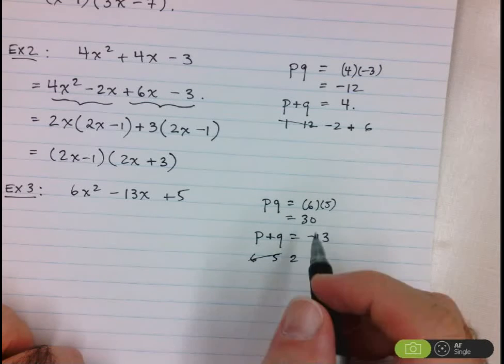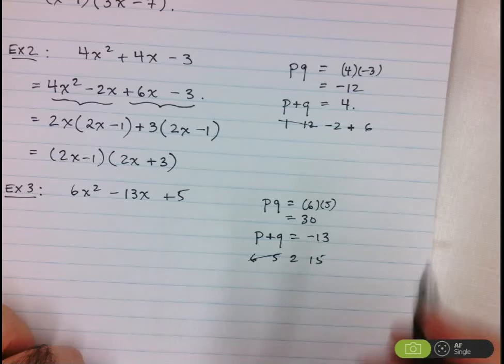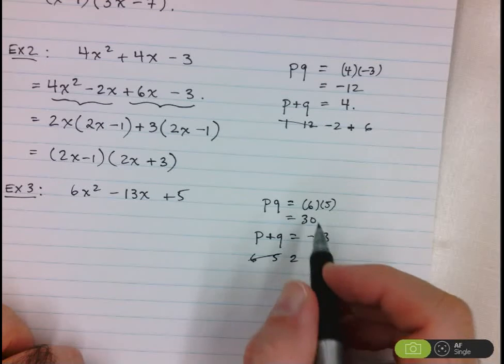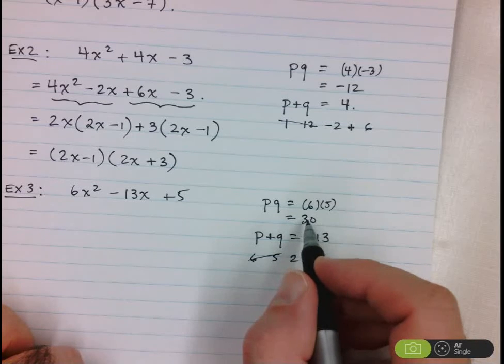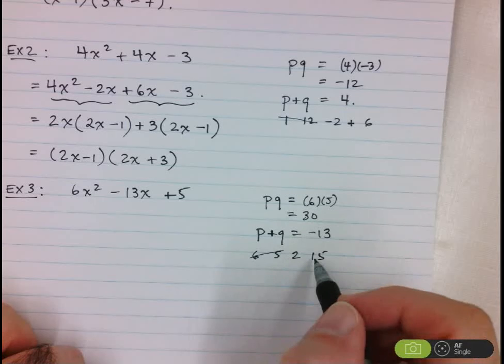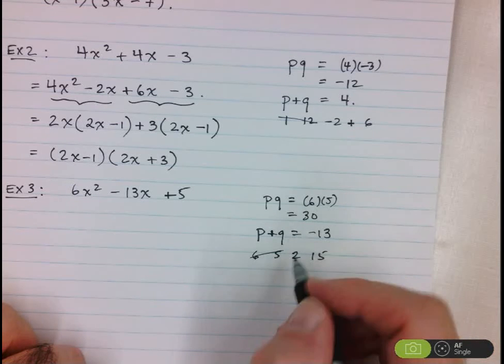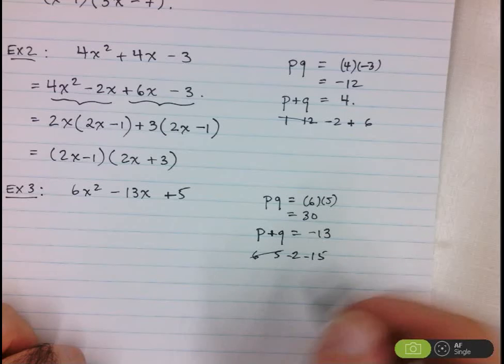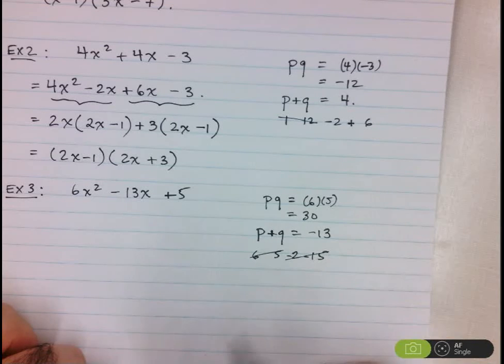Oh, actually, you know what, that might work. Let's take a look here, 2 and 15. The problem is that the 30 has to be positive, meaning they're both positive, so 2 plus 15, well, it's not negative 13, or they have to both be negative. Negative 2 minus 15 is also not equal to negative 13. So it looked promising, but it didn't work.